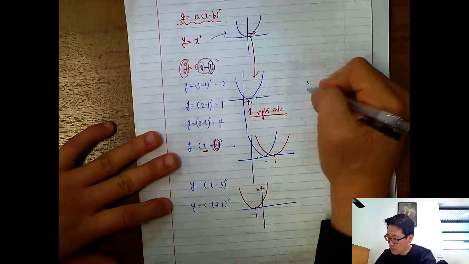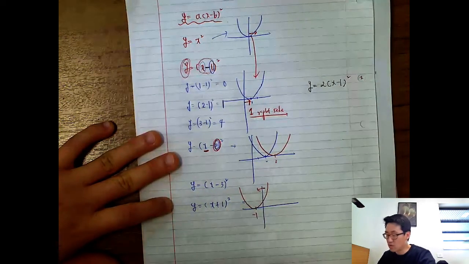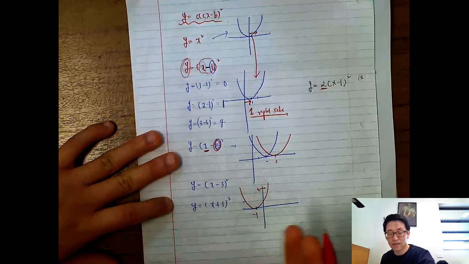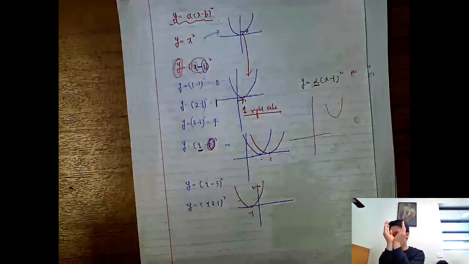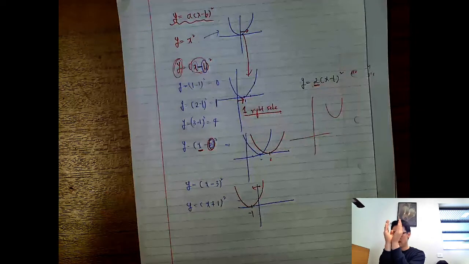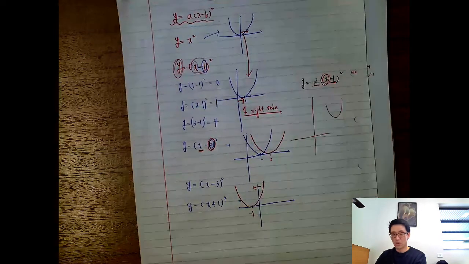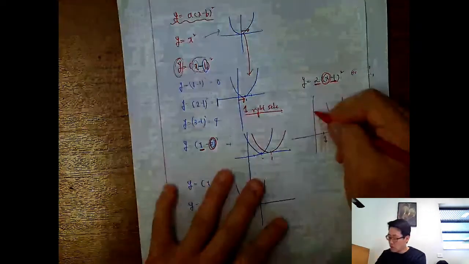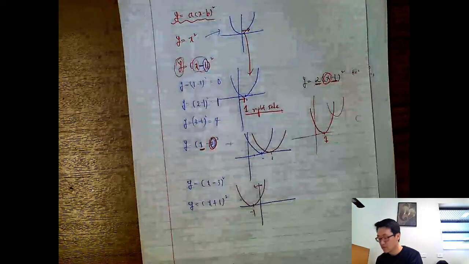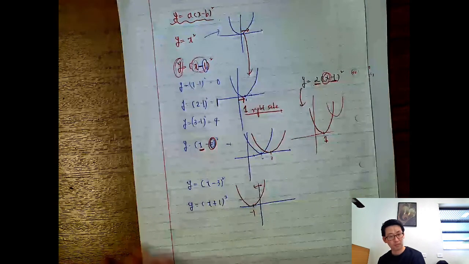So I'll go y equals 2(x minus 1) squared. The first thing I'll check is a. It's positive, so I'll have this positive looking one. And then 2, a bit narrower. And then the x value moved opposite of minus 1, which is 1. So the x value moved to 1 and looks like this, a bit narrower. That's how I can draw. You happy with that?